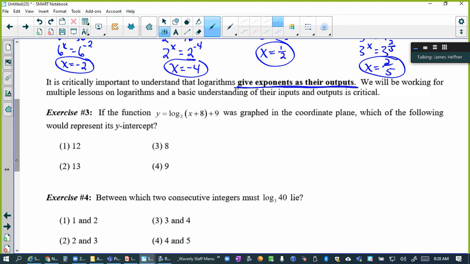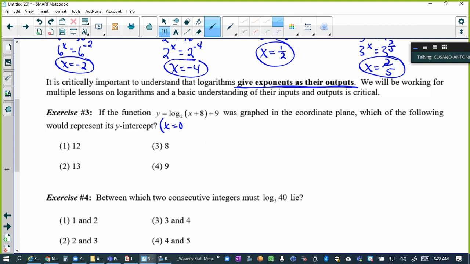If we graph this function, the log base 2 of, notice how they group the x plus 8 in parentheses, plus 9. So the only thing you're taking the log of is the x plus 8. And then you're tacking on plus 9 at the end of that, right? If this was graphed, which would represent its y-intercept? Where do we find the y-intercept, kids? At x equals what?